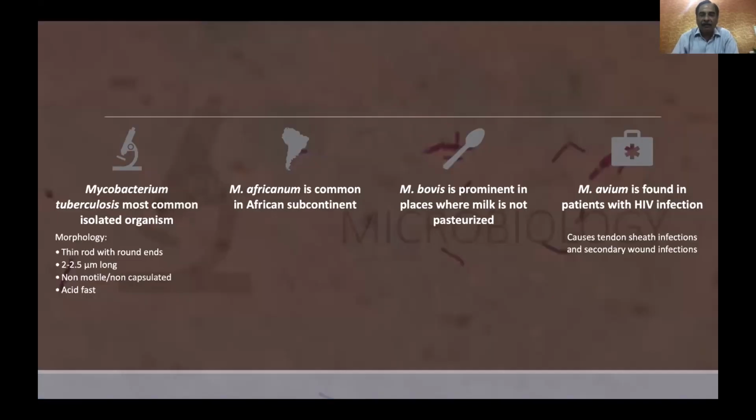Let's talk about the microbiology. So we have Mycobacterium tuberculosis, which is a thin rod with round ends. It's about 2 to 2.5 microns long. It's non-motile, non-capsulated, and acid fast. Mycobacterium africanum is common in the African continent, and Mycobacterium bovis is prominent in places where milk is not pasteurized. And then we have Mycobacterium avium, which is seen in immunocompromised patients.